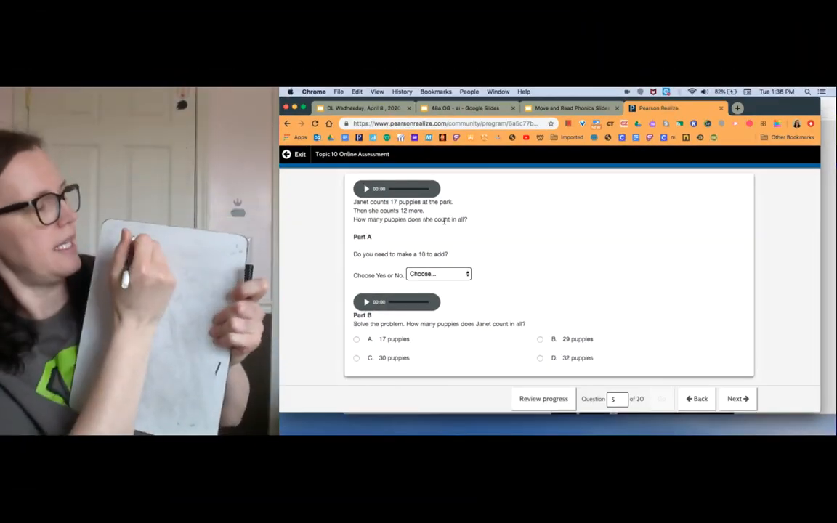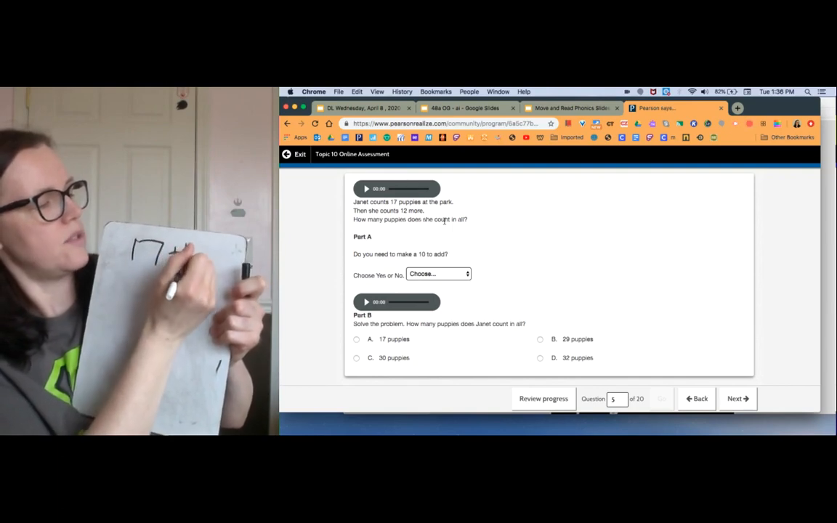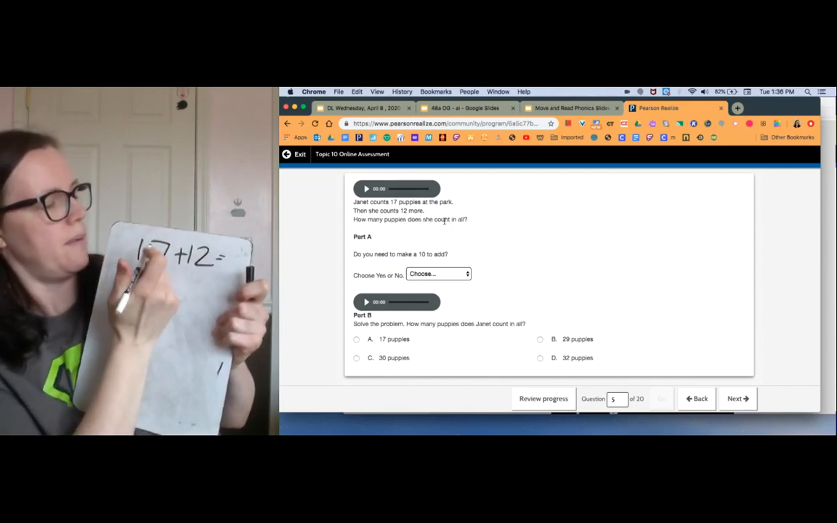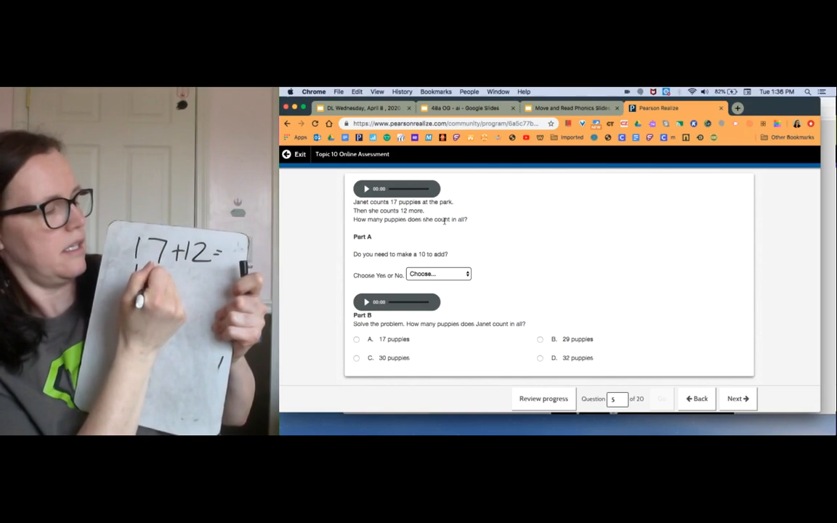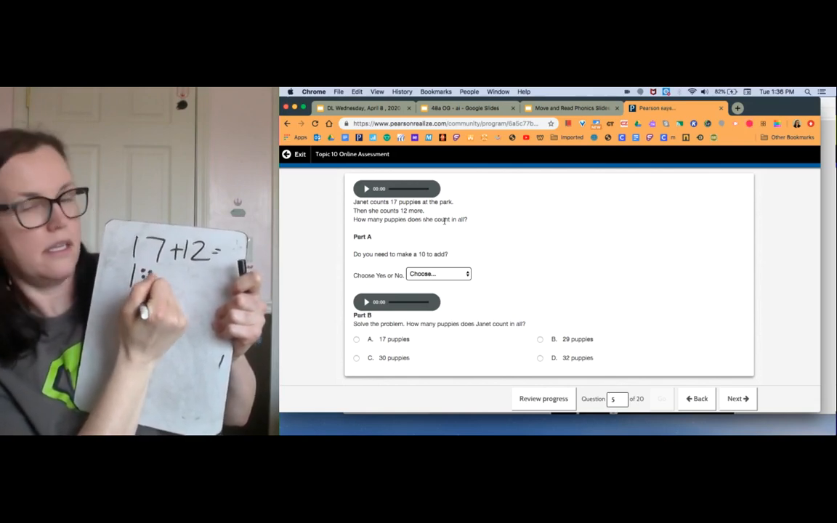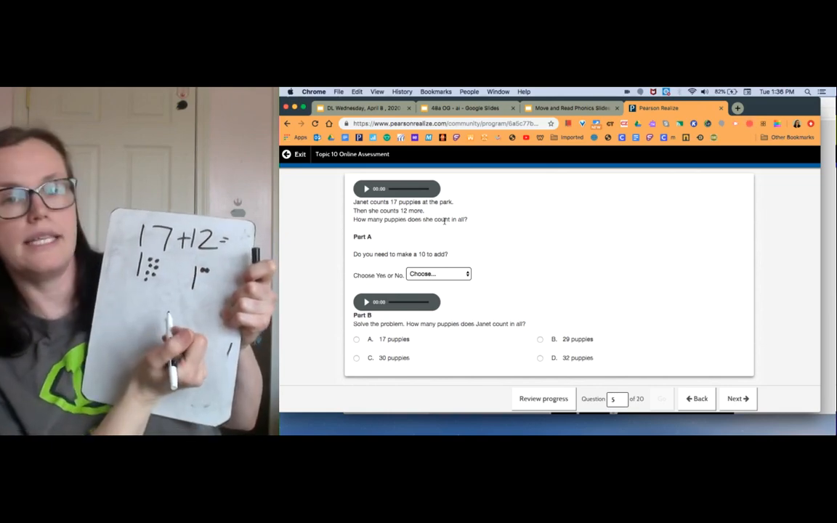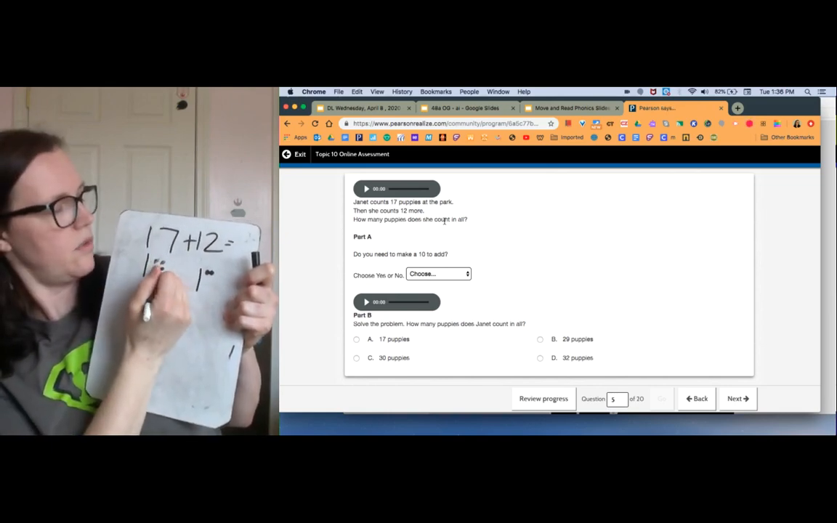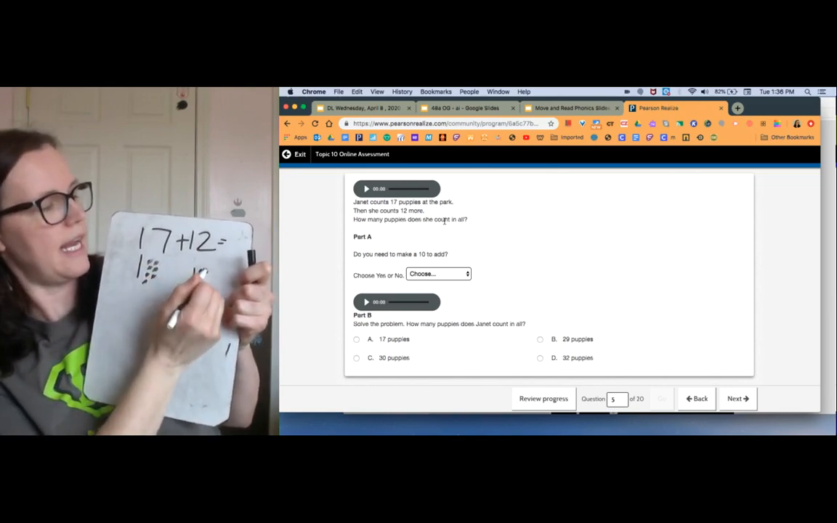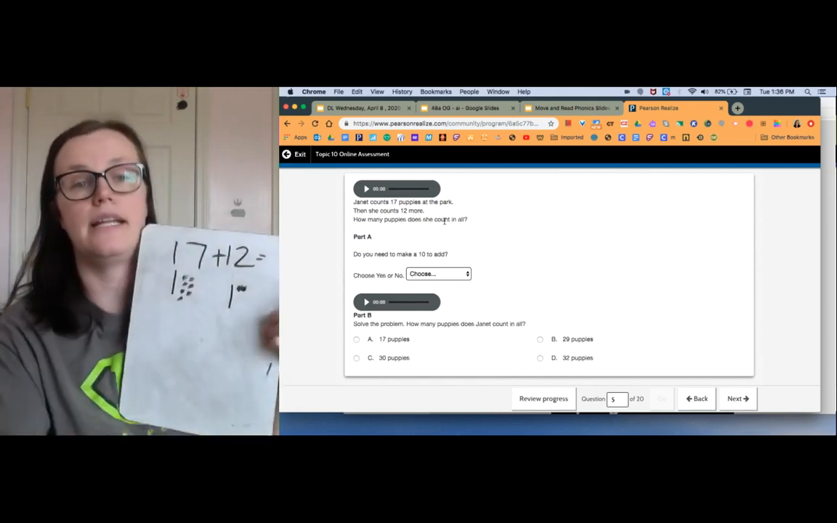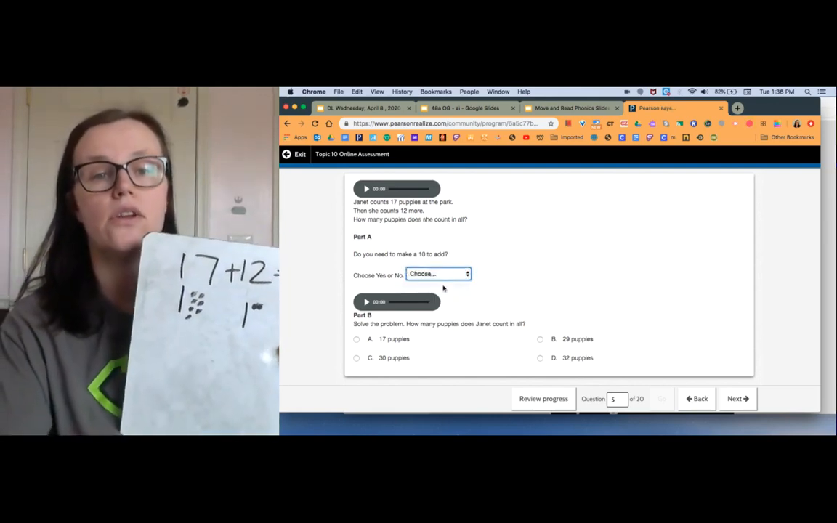So I have 17 plus 12. So first step I want to do is draw it. And then plus 12. Let's see if I can make a 10. 1, 2, 3, 4, 5, 6, 7, 8, 9. I cannot make a 10. So my answer is no.